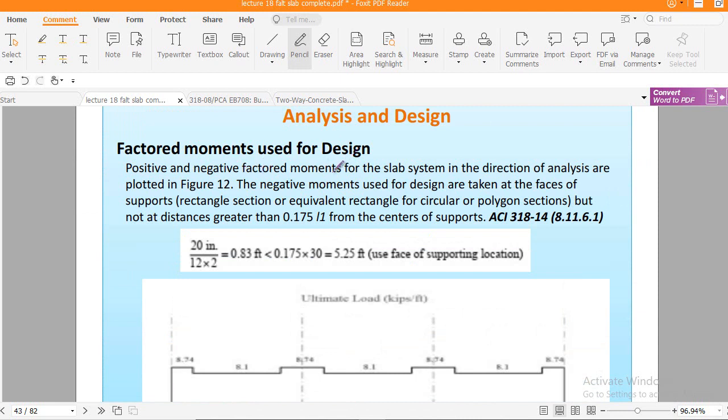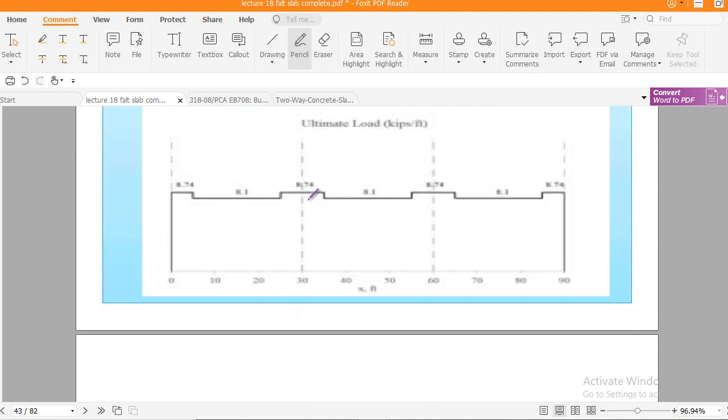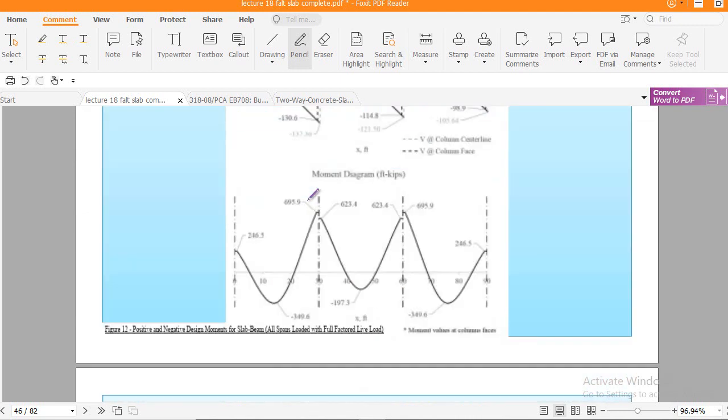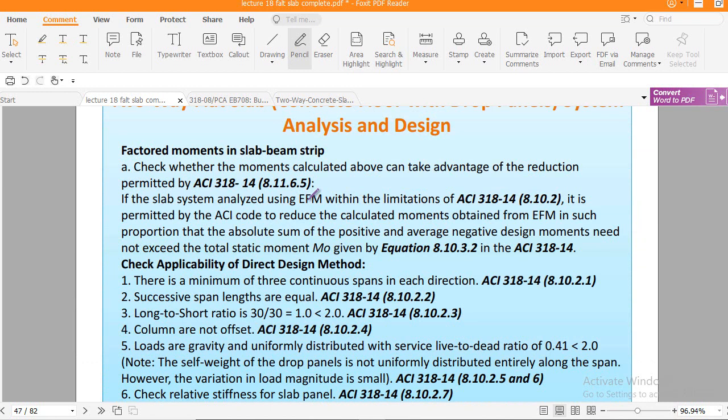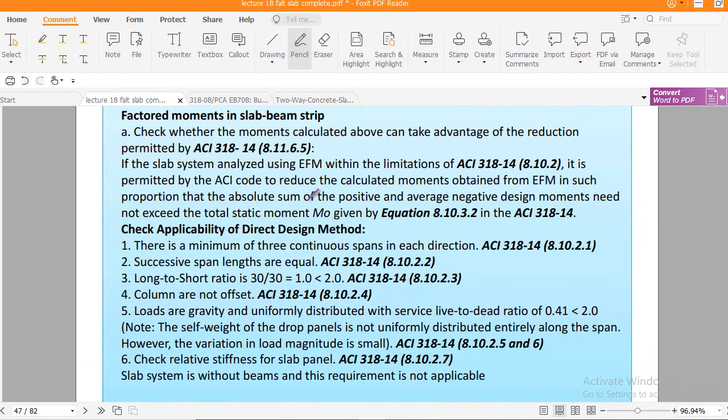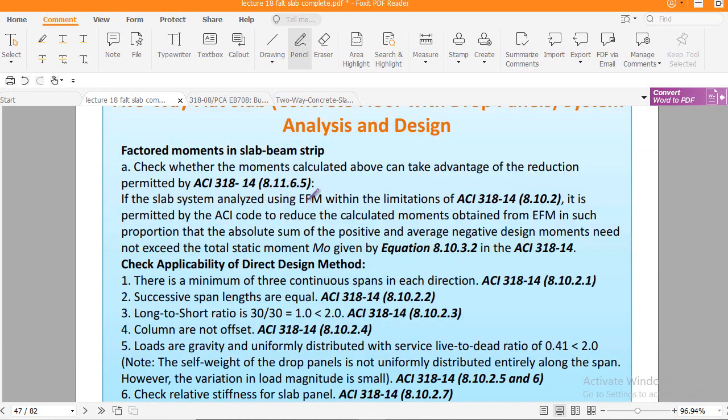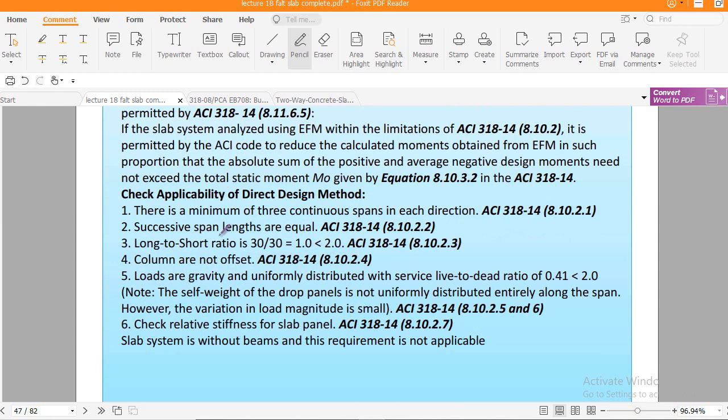Positive and negative factored moments for the slab system in the direction of analysis are plotted in figure. Not this one, right? Let me discuss it. Yes, this one. This is the limitation. This code basically says that if the limitations of the direct design method are satisfied, right? So these are the checks, the limitations of the direct design method, and here we see that the limitations of the direct design method are fulfilled.